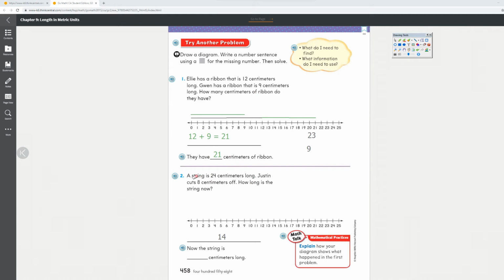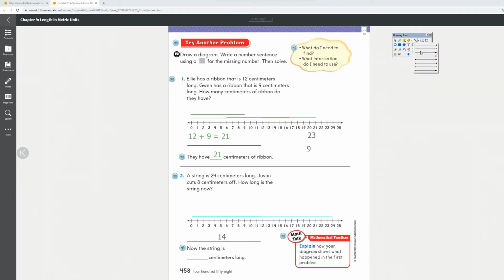For number 2, a string is 24 centimeters long. So let's draw that string. Let's start at 0 and draw all the way to 24. Now Justin cuts 8 centimeters off. How long is the string now?